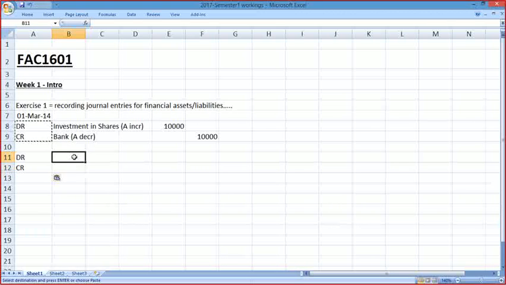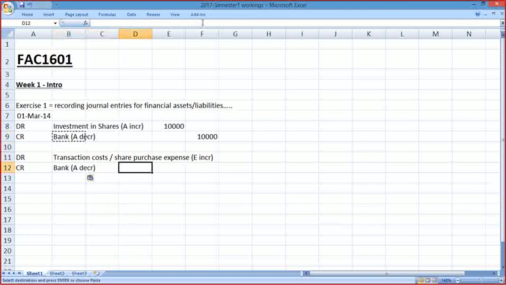It's going to be expense. Good. Transaction costs. Yeah. Or you can call it share expenses or purchase expenses. It all depends on how they refer to it in the question. Okay, and it's going to be an expense, and then it's going to be bank. Good. Okay, because you've paid it. Right, and the amount was 500. Yes. Yeah. Okay.